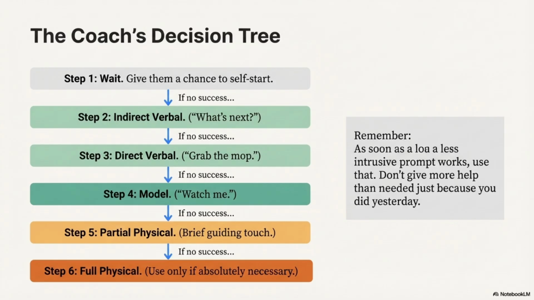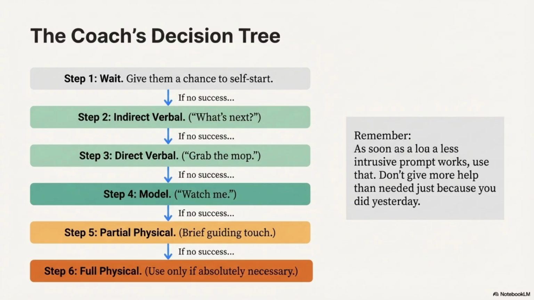Step 3: if indirect verbal doesn't work, try direct verbal. "Place 4 pepperonis on that section." Step 4: if direct verbal doesn't work, try modeling. "Watch how I do this." Step 5: if modeling doesn't work, try partial physical. A brief touch to guide them. Step 6: only use full physical if absolutely necessary, and immediately start planning how to fade it.